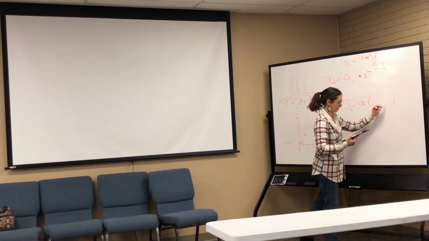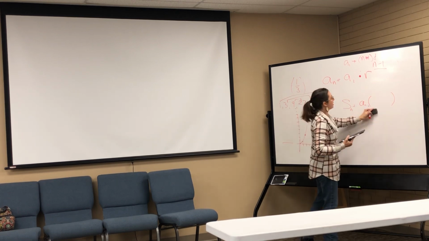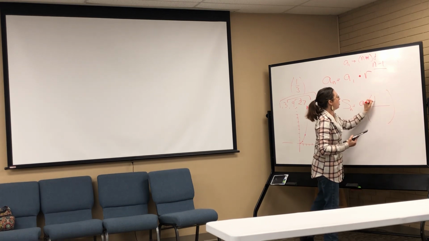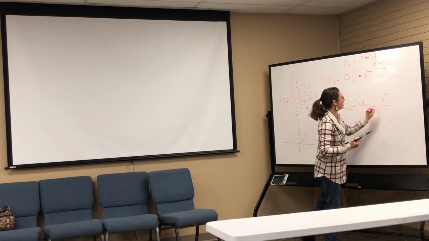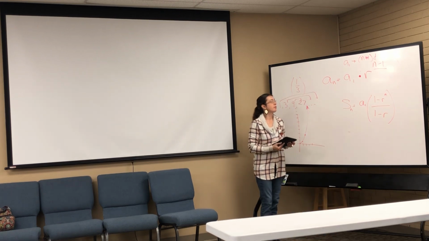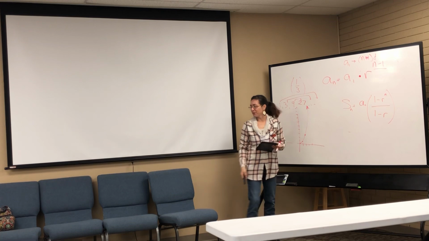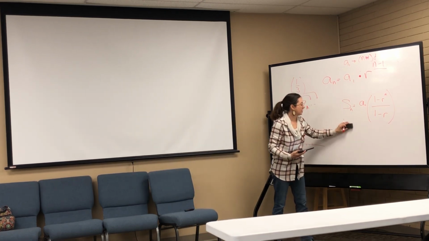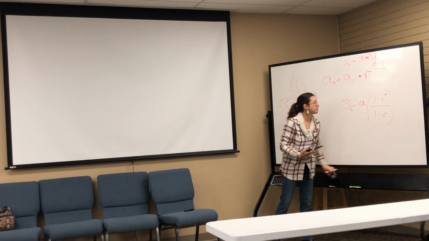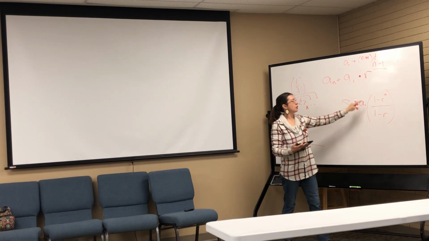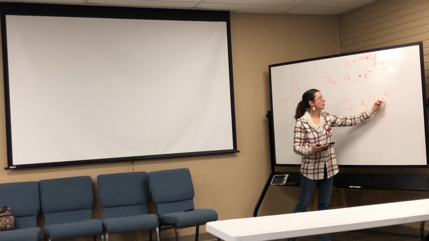times, I'm going to write it how they write it, 1 minus r to the n over 1 minus r. Okay? And you might just have to memorize this one. Again, you're welcome to look in your book and see how this comes out. But we're going to take our first term, and do 1 minus whatever our ratio is that we're jumping by, to the power of however many terms we have.